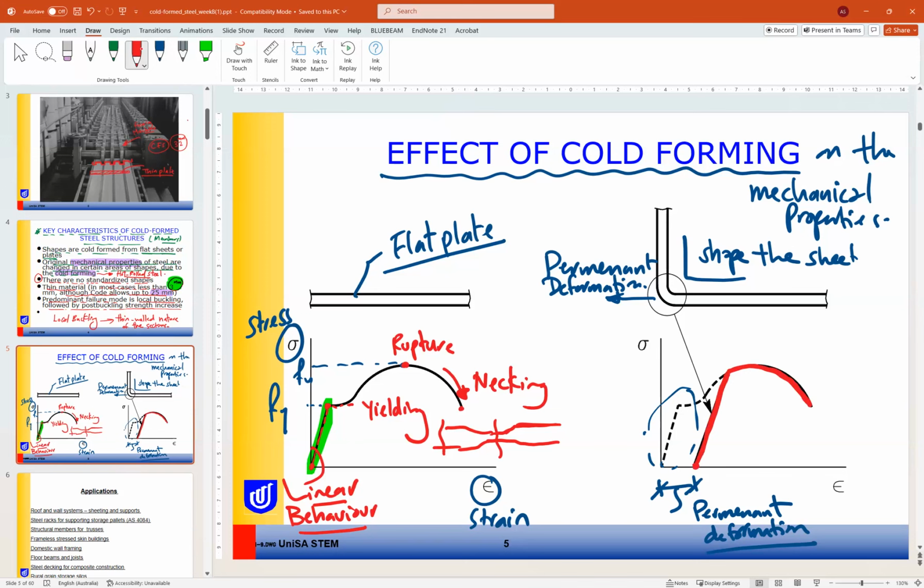So if we start from here, zero, as you can see, we don't have a yielding point. So no yielding point in this part, as you can see, no yielding point. Okay, so the properties of the cold formed steel have changed due to the fact that we need to apply permanent deformation to the section, so that we just have maybe a very short yielding part, or almost no yielding sometimes.